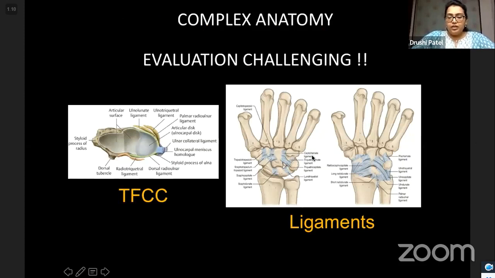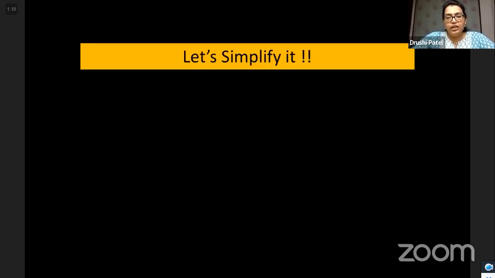Okay. So wrist, today we are going to talk on wrist MR. We are going to have a systematic approach to the MR imaging of wrist. Wrist has a complex anatomy, and that's what makes it challenging with multiple small ligaments and the carpal bones. So we are going to see each one of it.